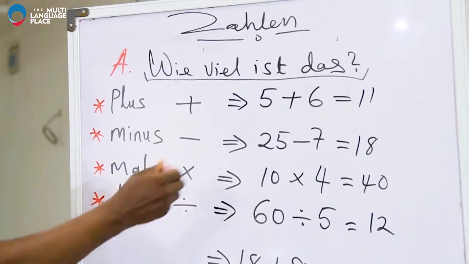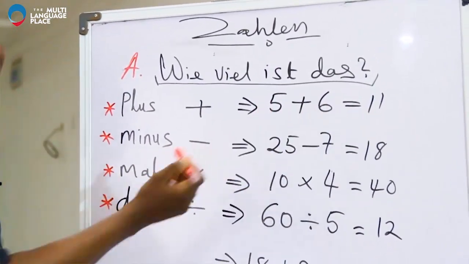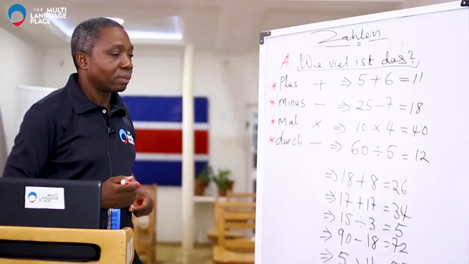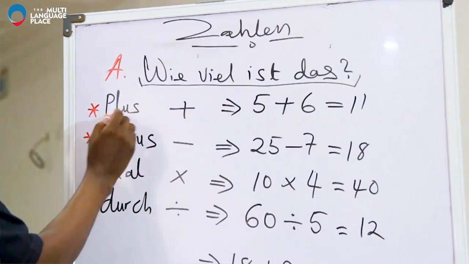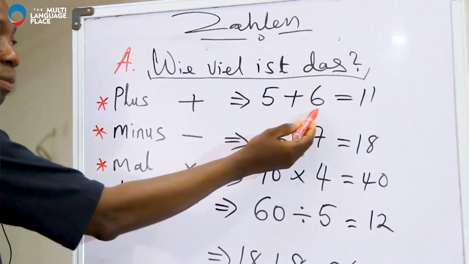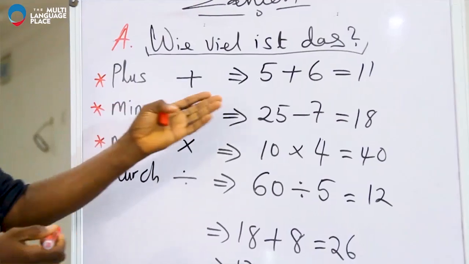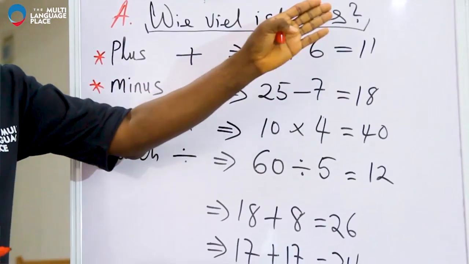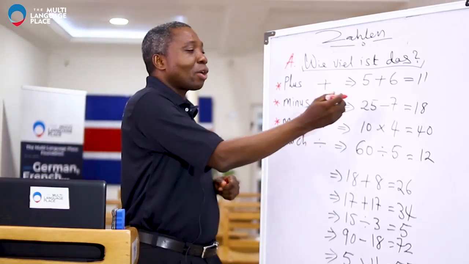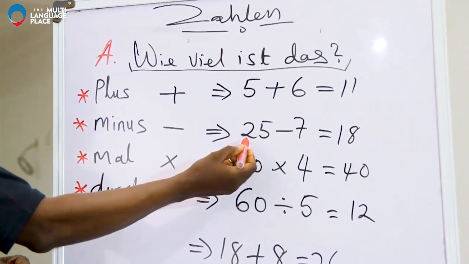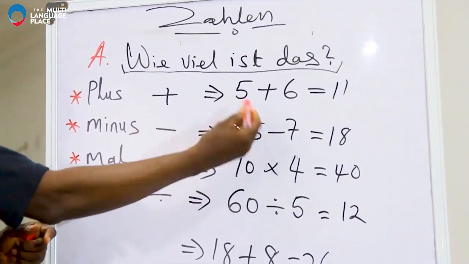5 plus 6 ist 11. Ich wiederhole. 5 plus 6 ist 11. That simply means 5 plus 6 equals 11. The next one, 25, you remember, we mentioned the one at the back first, and 25 and 20.